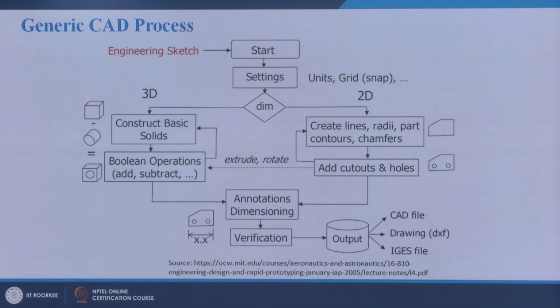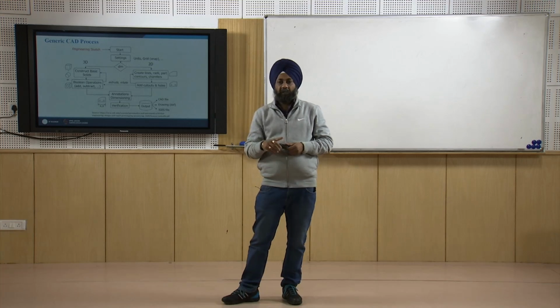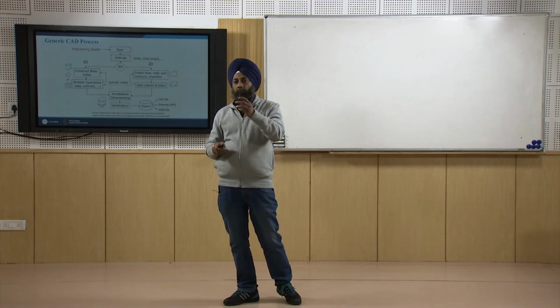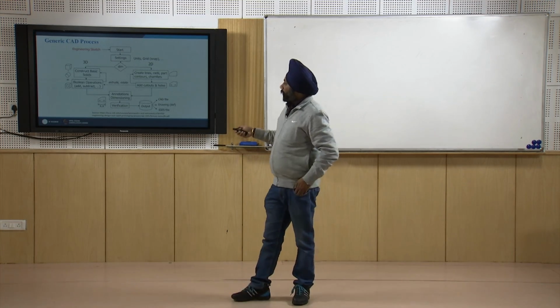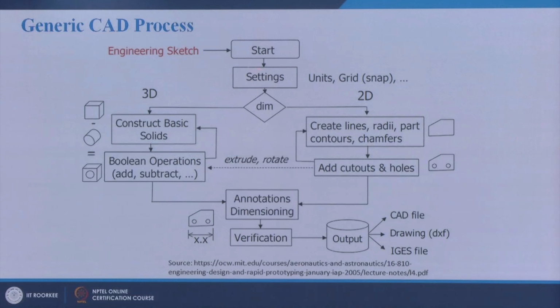Now this is a generic CAD process, taken from OCW, Open Courseware from MIT EDU. Here you have an engineering sketch, maybe a rough sketch of a product that you want to make, maybe a rough design of the mouse with which you operate your cursor on the screen. If you have a rough sketch of that mouse, what can be the next stage? Then you put in all your settings, units, grids. Units can be whether you are going to use centimeters or millimeters, all those units and grids will be set here.